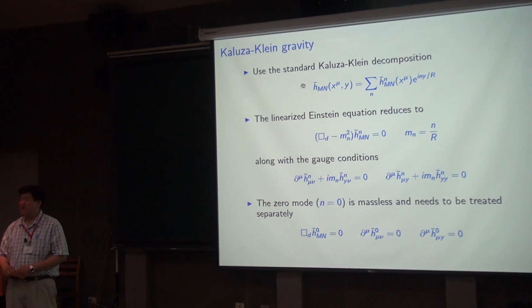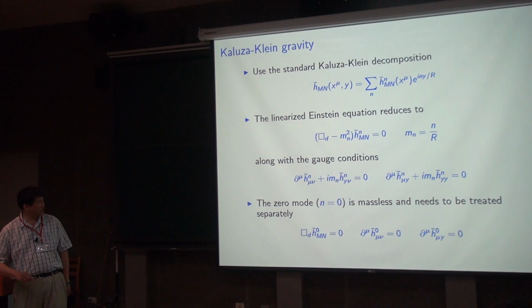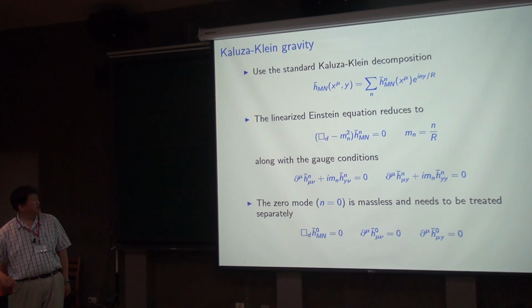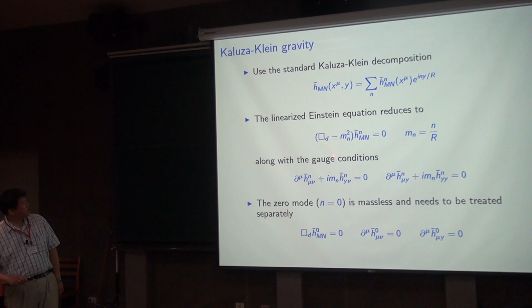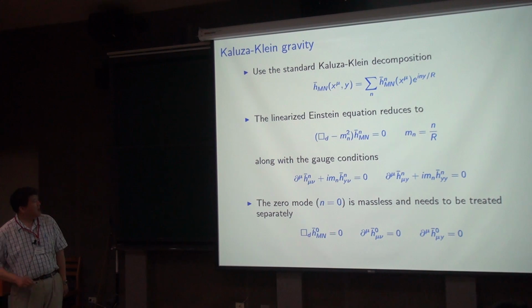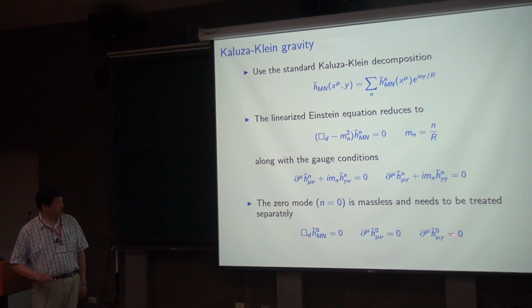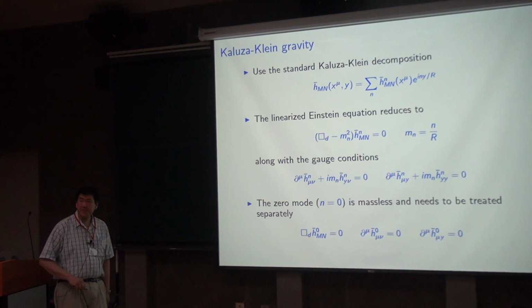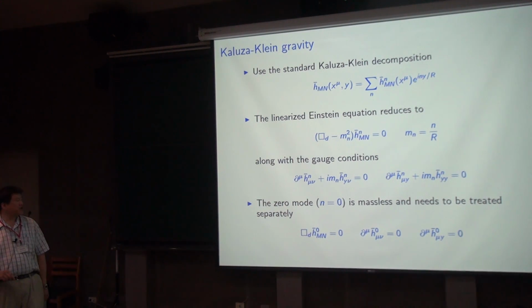Let's start with the zero mode, or the zero mass case, Kaluza-Klein n equals 0. Then it's very simple. There's no mass term over here, because it's the zero mode. So the 4-dimensional Einstein equation is basically box h-bar equals 0. And then the gauge conditions have 2 of them. There's this one over here, d^mu h-bar_mu nu equals 0. And then there's this one, d^mu h-bar_mu y equals 0. There's a slight complication.